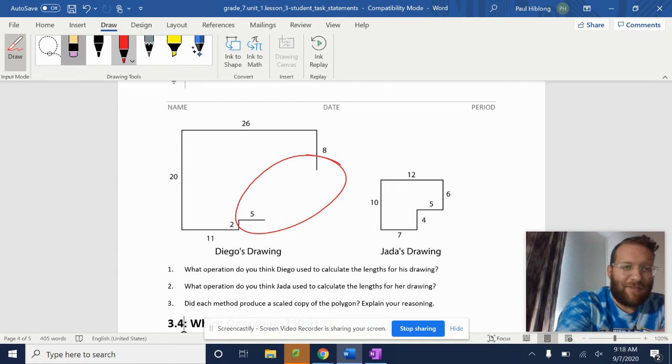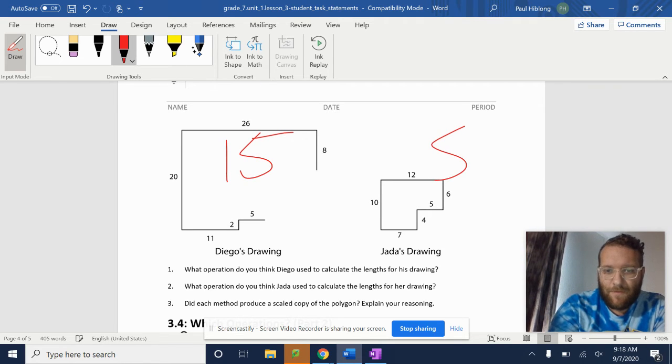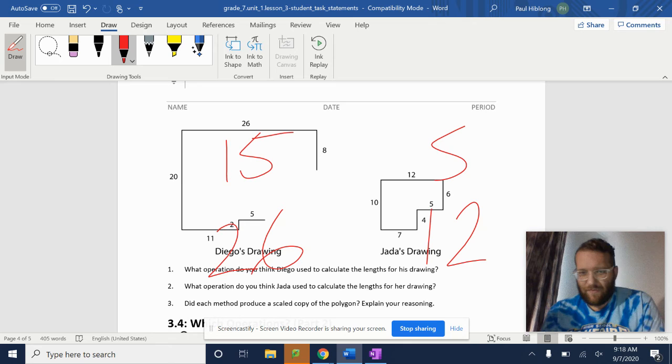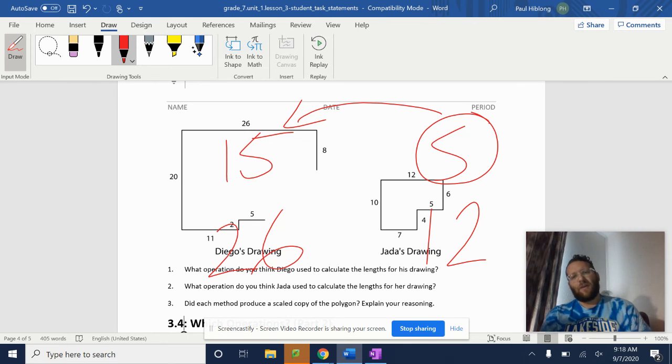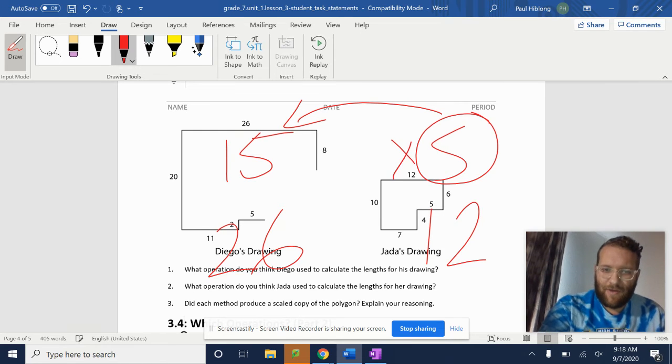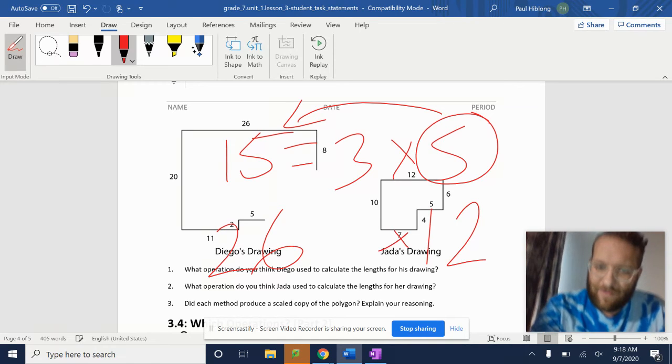So let's look at this next one down here that Jada has done. Jada has gone from 15 down to 5 and has gone from 26 down to 12. We can look at this two different ways. We can look at it going from Jada's to the original. So 5 times what is 15? 5 times 3 equals 15. Let's see if that continues, if we have a scale factor.